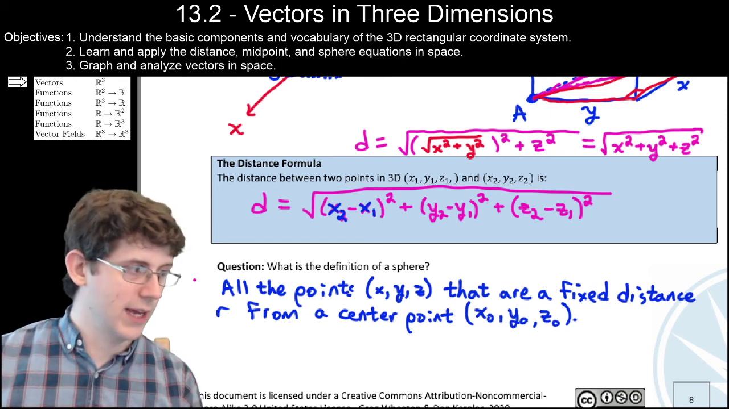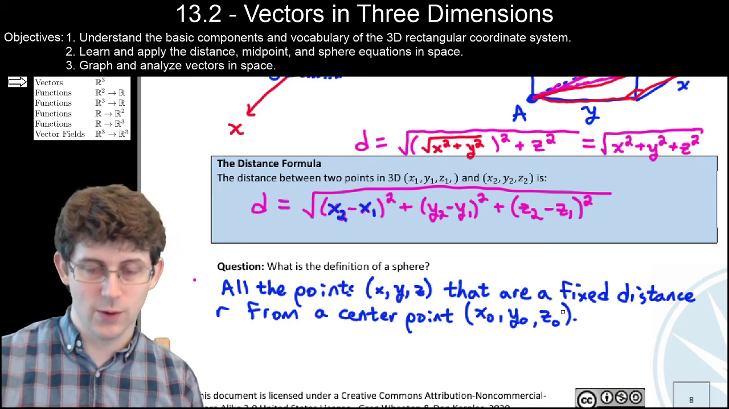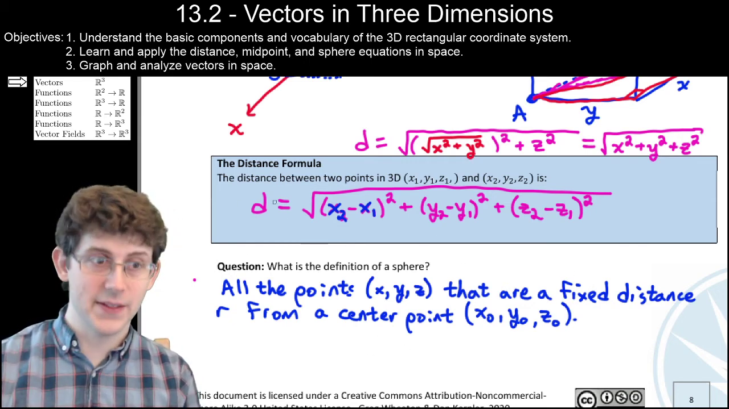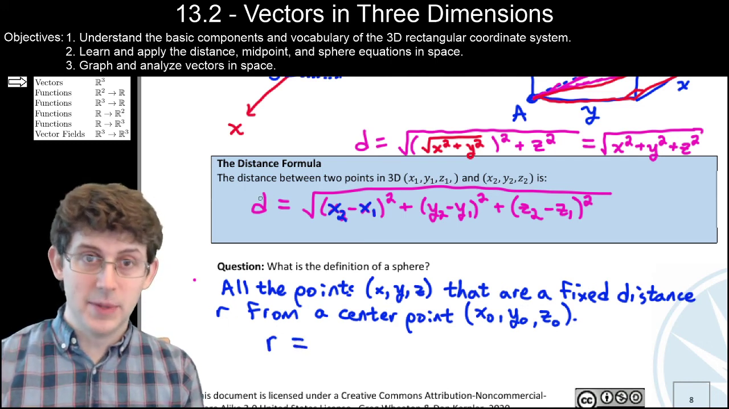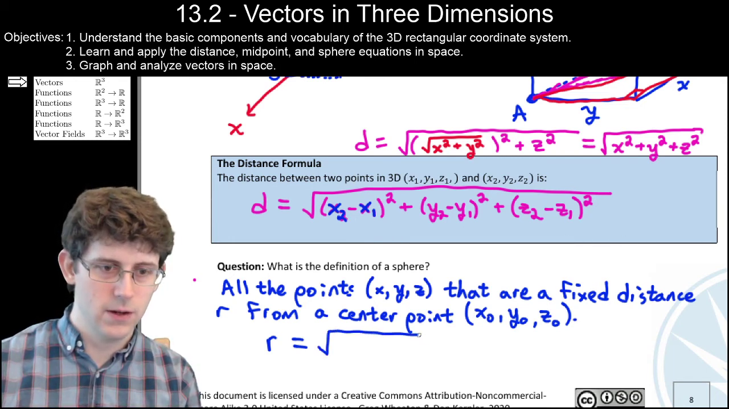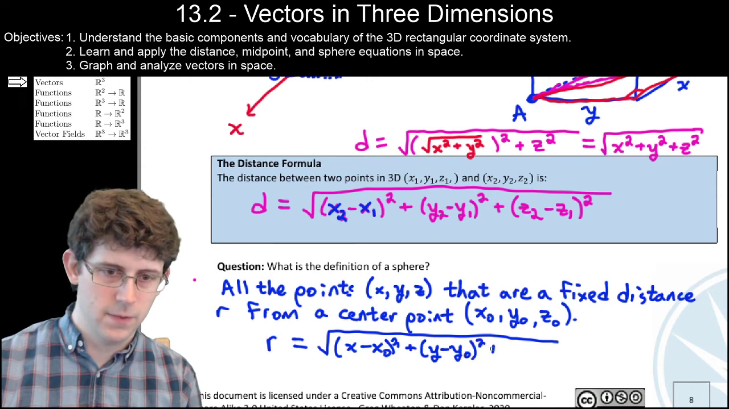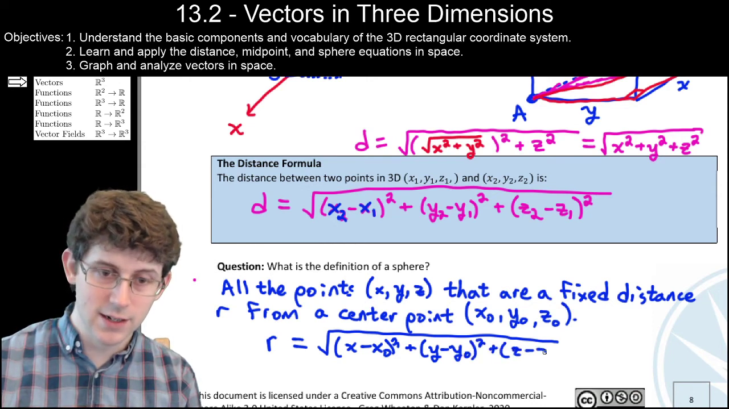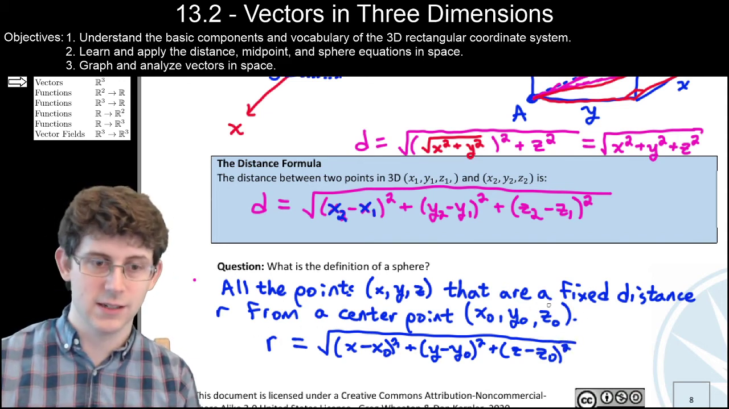The question is, okay, if that's what a sphere means, can we write it as an equation? And the answer is sure. You just write down the distance formula. The distance, r, you can drop in for the distance formula, and all the other points you can just drop in where they go. So this is an equation for a sphere of radius r centered at x0, y0, z0.